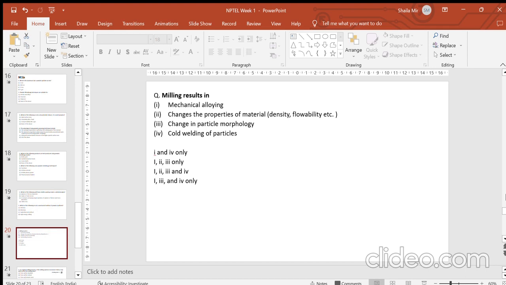Next question is, milling results in: A, mechanical alloying; B, changes the property of the materials; C, changes in particle morphology; D, cold welding of the particles. So there are some combinations of the options. So you can pick one. You can say that milling will result in which type of combination.